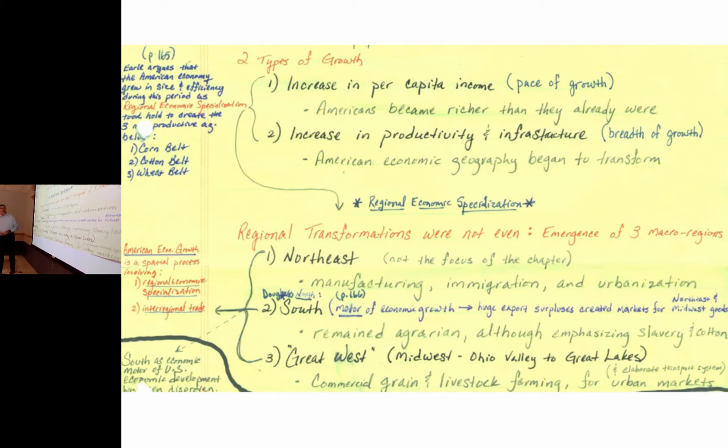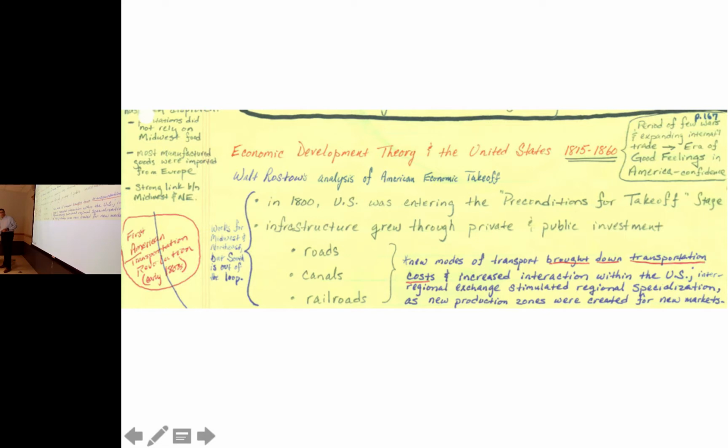And so they have a theory. They have a good idea or interpretation of these events, which we'll talk about. This idea that I'm going to present to you, that you've read about, is a traditional sort of economic development idea. It comes out of Walt Rostow's ideas of economic takeoff.